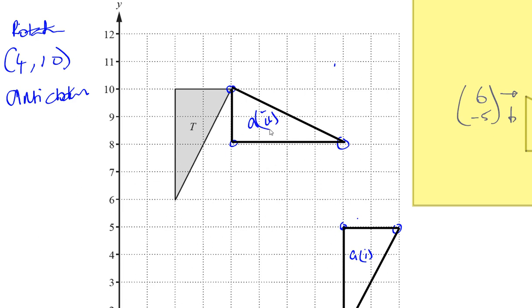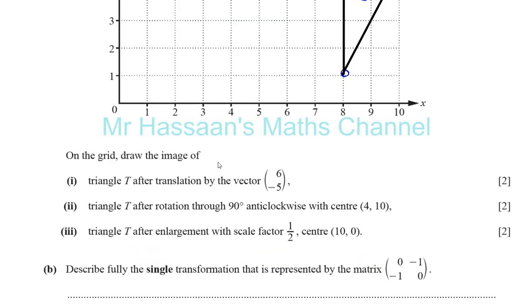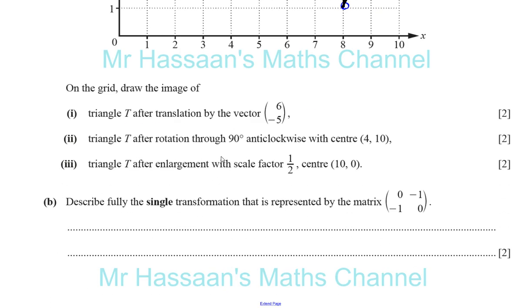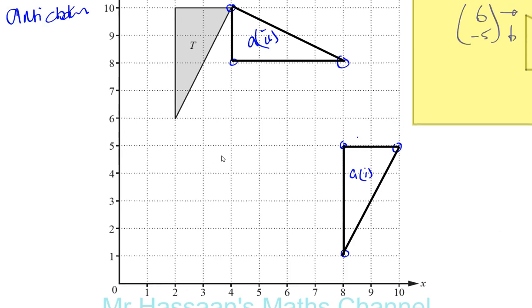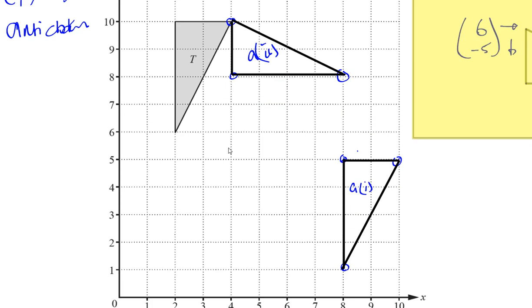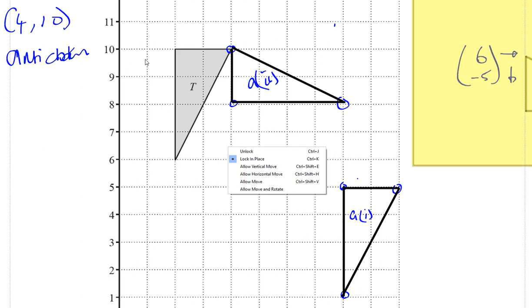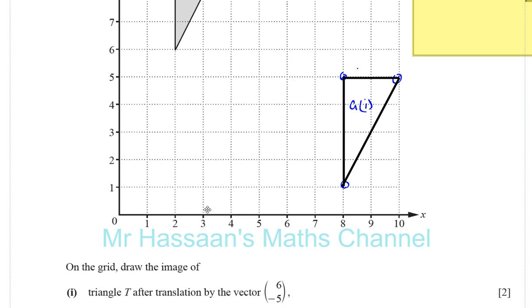Now we go on to part 3, triangle T after enlargement with scale factor half, center 10, 0. So you're going to do scale factor of half, center 10, 0. 10, 0 means 10 on the x-axis and 0 on the y-axis. So 10, 0 is exactly over here. So this is the center of enlargement.